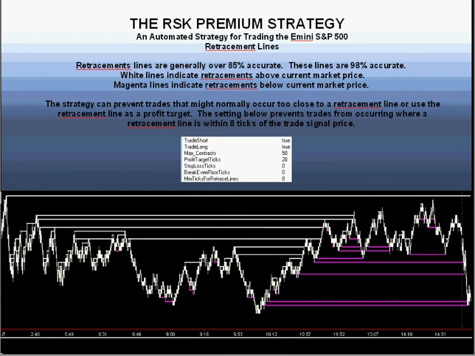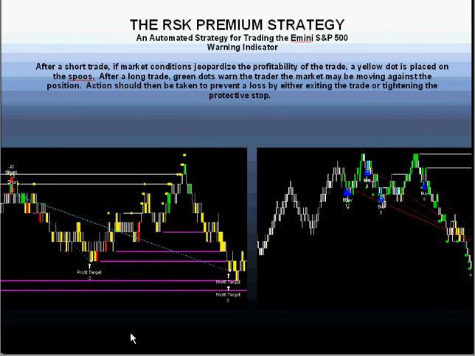The warning indicator, as shown here, shows up as a series of colored dots. In a short trade, yellow dots indicate that the market is moving against the trade, and therefore action should be taken to protect profits, either by way of tightening our protective stop or exiting the trade.